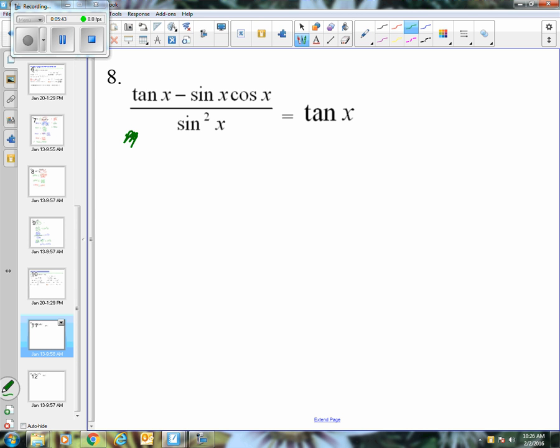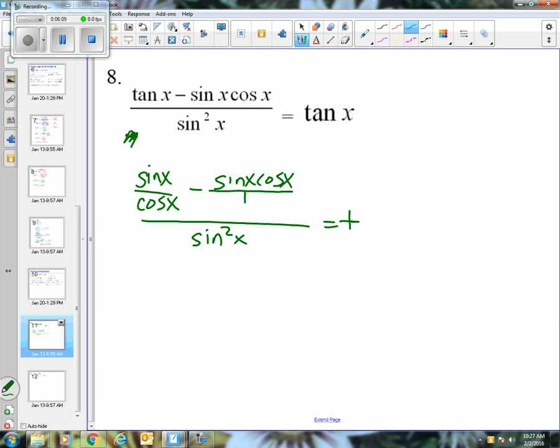So let's take a peek at, obviously, the left-hand side. It's a lot more complicated. We can work with that numerator and denominator. Again, lots of different ways to do this. So let's change. It looks like everything's in sine and cosine except for the tangent. So I think I'm going to change that over. So sine times cosine over 1, and then that's all over sine squared. And we're going to try to prove that that's equal to tangent of x. Okay, so now I have everything in terms of sine and cosine.